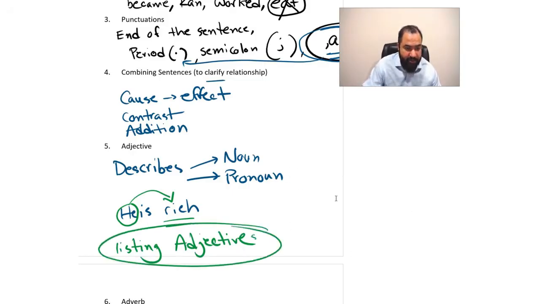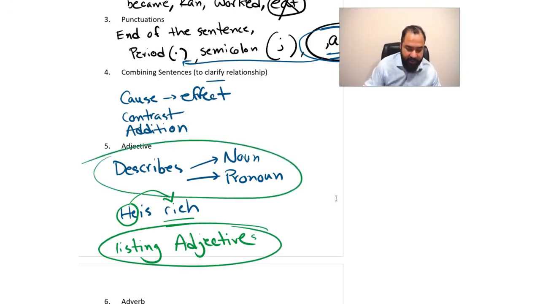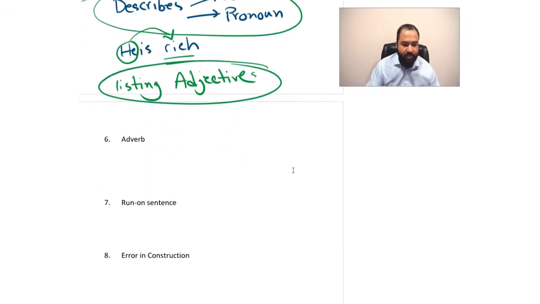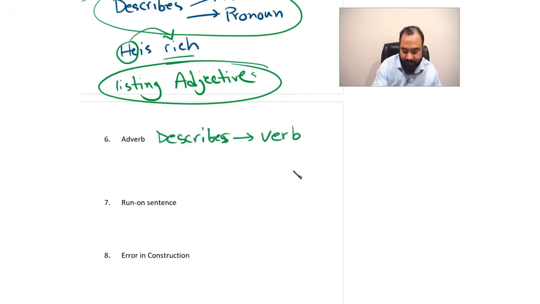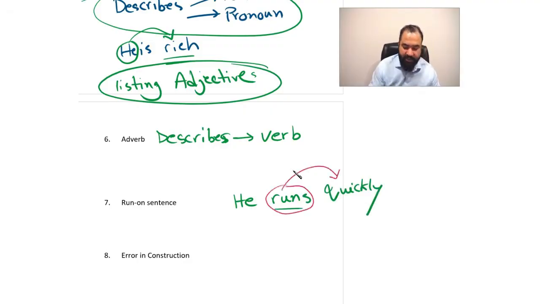Now let's see. Adjective describes a noun or pronoun, as you can tell. So what does an adverb do? You know that an adverb describes a verb. It literally says it in the word adverb. When it describes a verb, let's set up a sentence. Let's say, he runs. You see the verb is running, that's an action. Quickly. The running is described as quickly. So how is he running? He's running quickly. So this is an adverb.